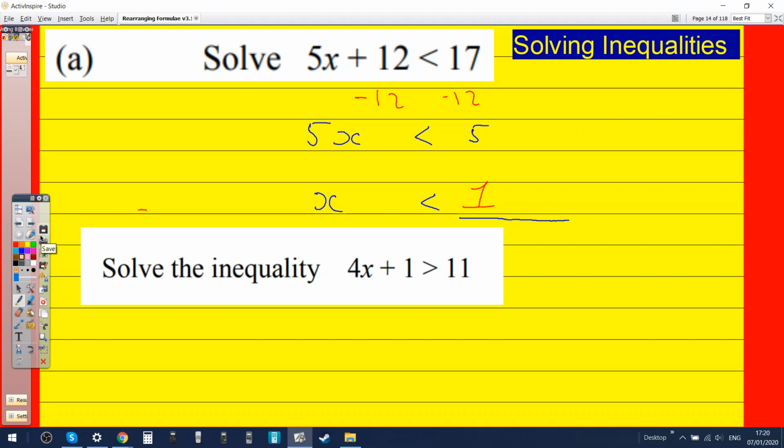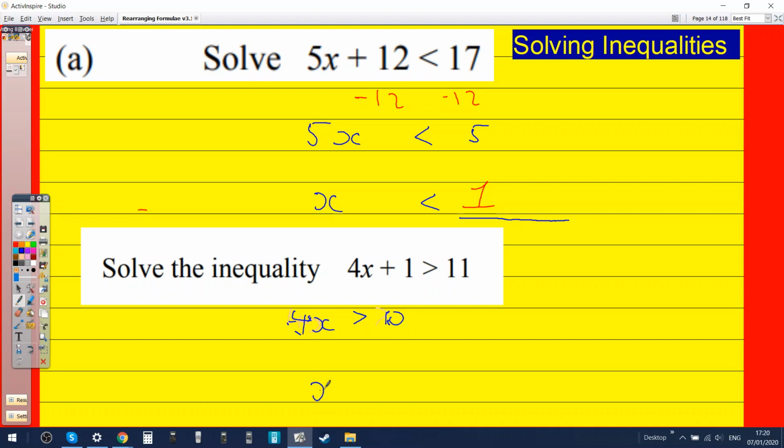So you would have to put 4x and then the bigger than sign. And then you have to do 11 minus 1, which is 10. Yeah. 10. So 4x is greater than 10.